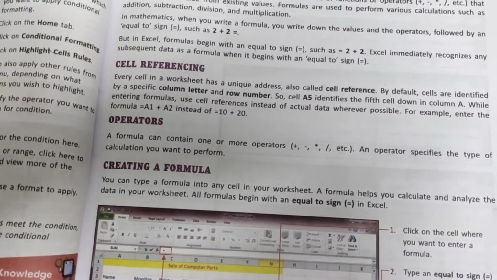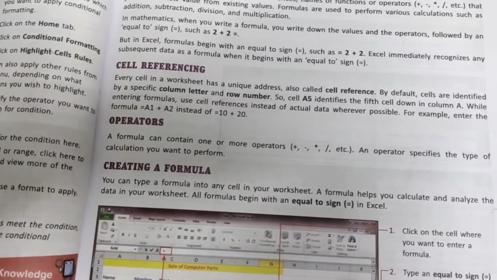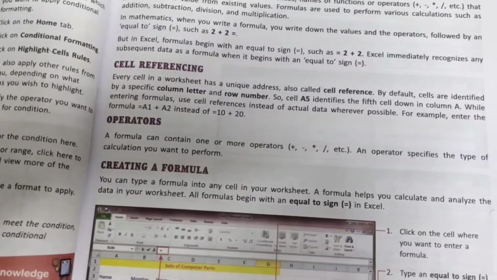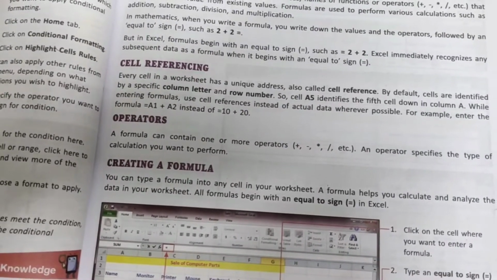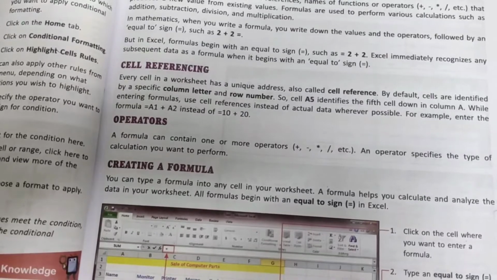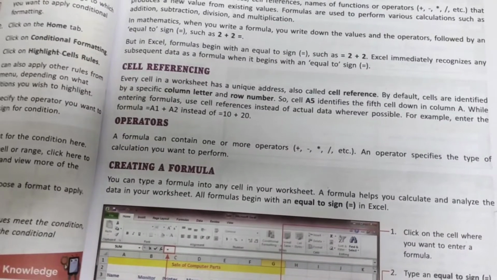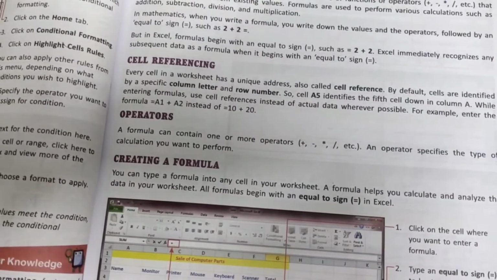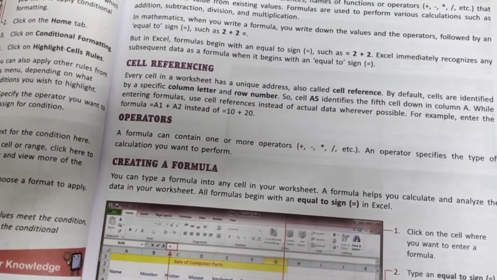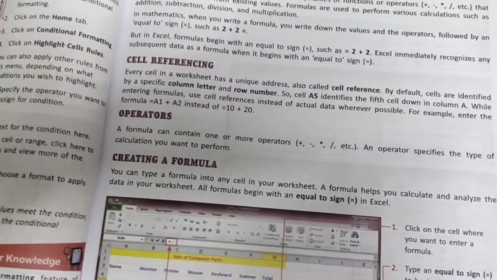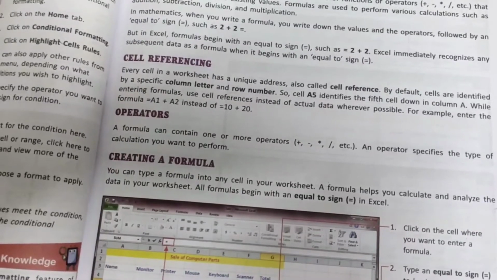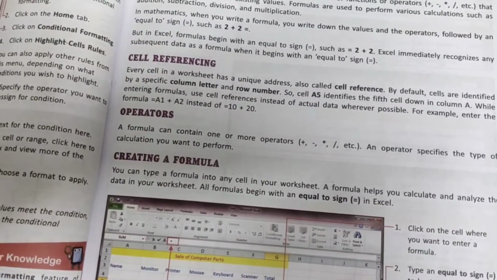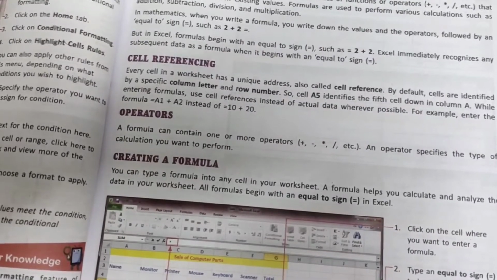Next we have cell referencing. Every cell in a worksheet has a unique address called cell reference. By default, cells are identified by a specific column letter and row number. So, cell A5 identifies the first cell down in column A. While entering formula, use cell reference instead of actual data wherever possible. For example, enter formula equal to A1 plus A2 instead of equal to 10 plus 20.